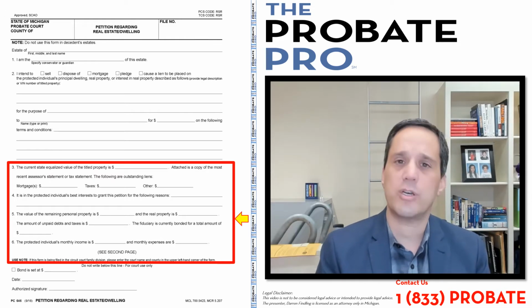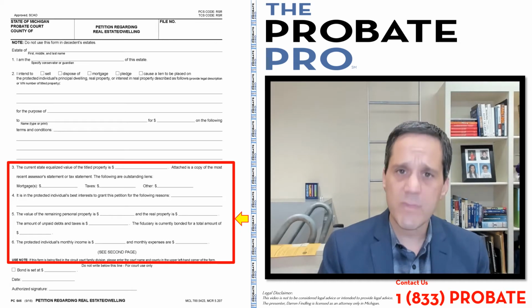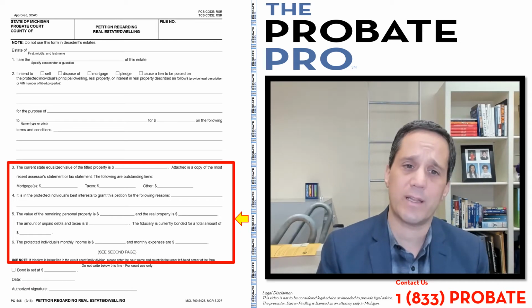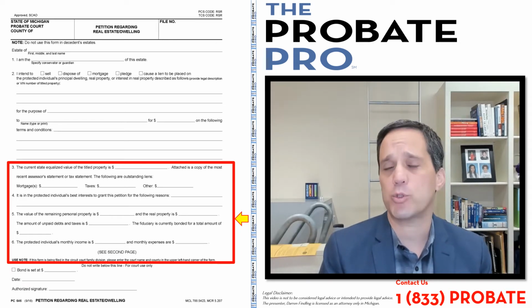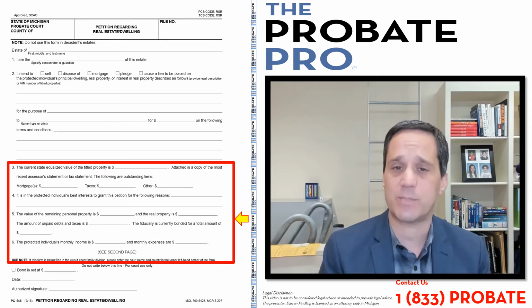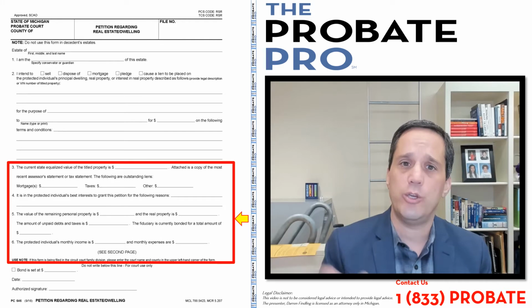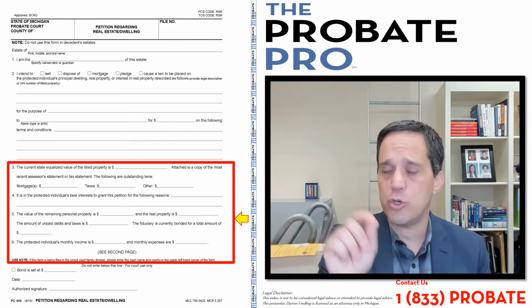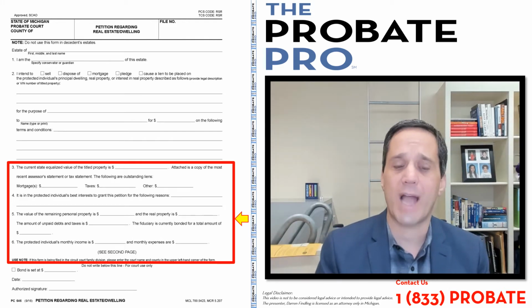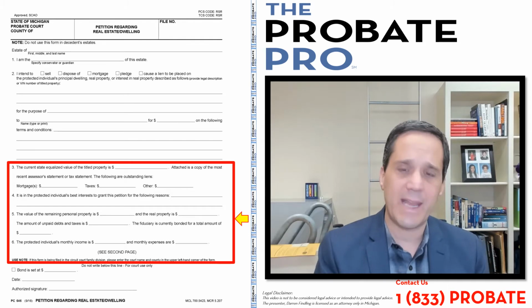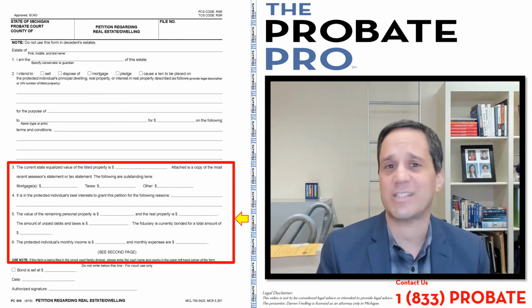The court wants to know the state equalized value of the property. So for example, the state equalized value can readily be obtained from the most recent tax statement, tax bill. You can see it says SEV for state equalized value. You'd take the information off of there. 2 times the SEV is the approximate value. And then it asks for a copy of that recent assessor's statement or tax statement, and again, you can attach an appraisal there also.